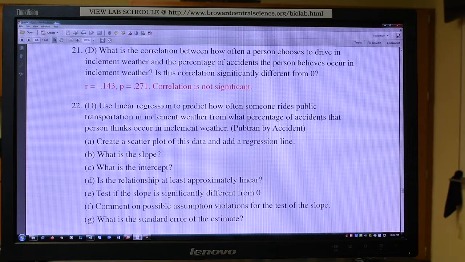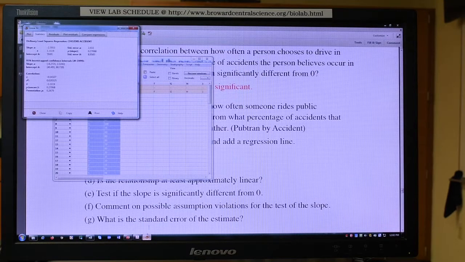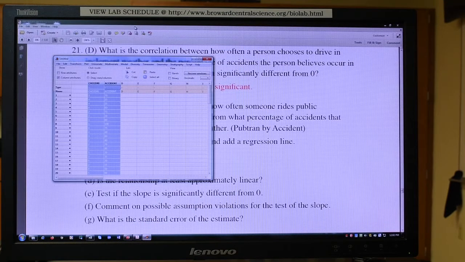From what percentage of accidents that person thinks occurs. So in other words, he thinks a certain number of accidents are going to occur, and then we're going to see how often he runs public transportation. So this is the independent variable. This is the dependent variable. All right. Again, we'll need to put all this into PAST.